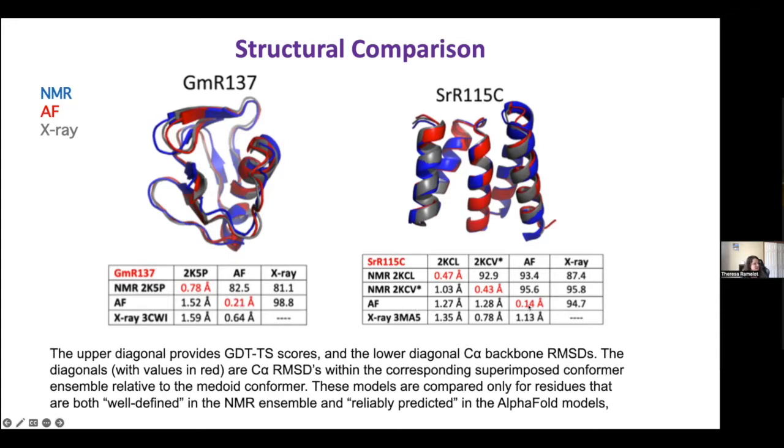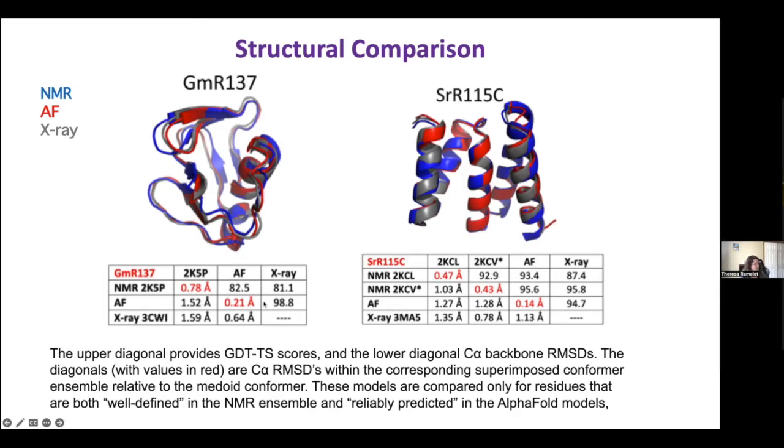And that has typically been the case that we've seen, that the 5 AlphaFold structures usually have a very tight ensemble. And then on the upper diagonal, we're showing the GDT score. So when it's a very high number, it means there's a very good match between the structures.